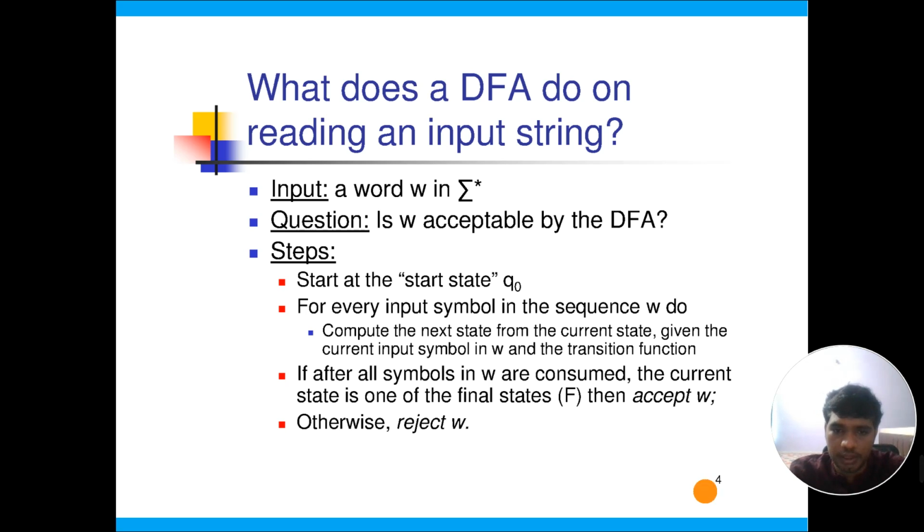Let's say there are three symbols. We take the first symbol at q0 and move to another state. Then take the second symbol, then the third symbol. Like that, if we reach the final state after reading three symbols, then we accept that string. Otherwise, we reject that string. If the finite automata accepts all such strings, then we say that language is a regular language.